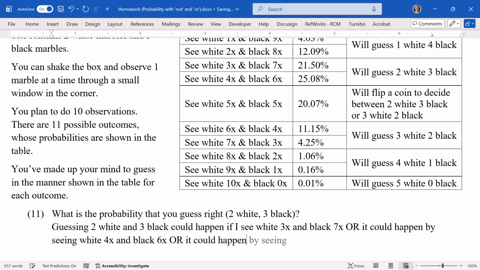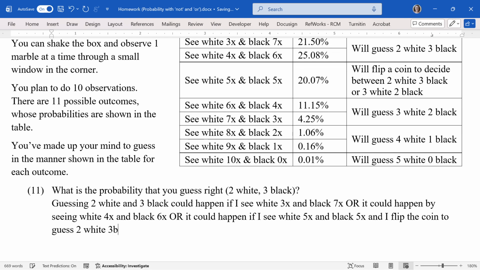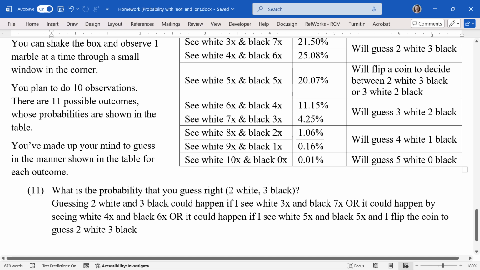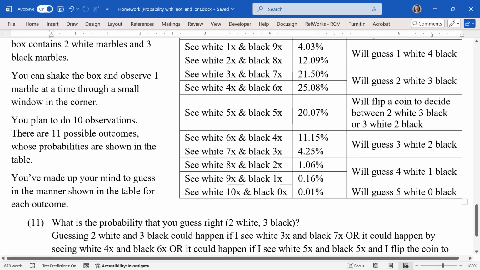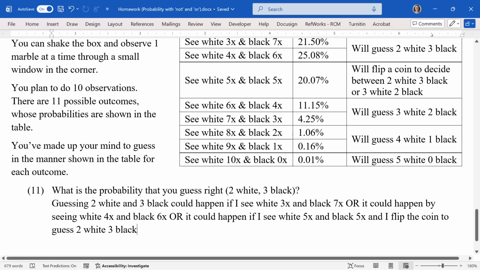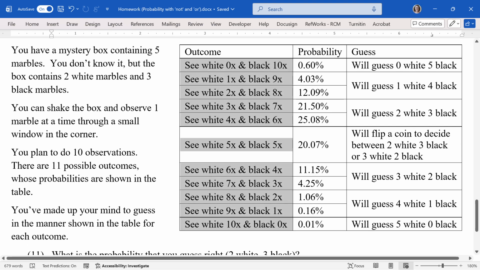Or it could happen if I see white 5 times and black 5 times, and I flip the coin to guess 2 white, 3 black. Okay, so there's 3 distinct ways that I could guess correctly. And now any of these 3 ways will give me the right guess. So what I want to do is basically just add them up. And I don't need to worry about subtracting any overlaps because these are all mutually exclusive outcomes here.